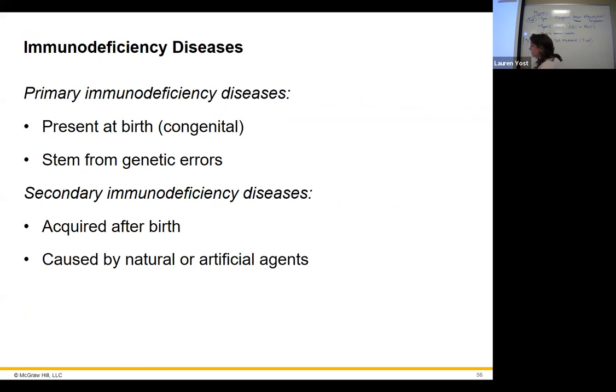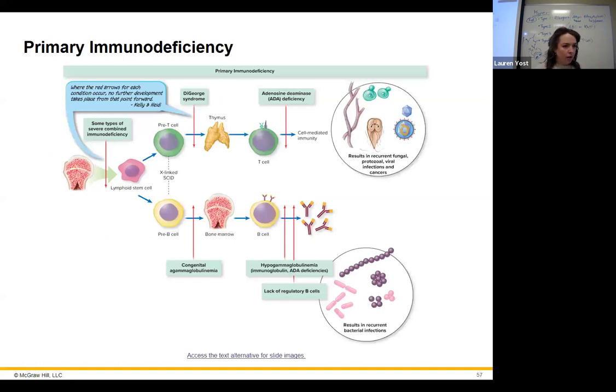Okay, for the immunodeficiency diseases, really quick, primary is going to be stuff present at birth, so some sort of genetic error. Secondary is going to be acquired after birth, so usually an infection or some other exposure to something. With the primary, there's a lot of different ones. I'm not going to make you guys know any of these, but I will mention just briefly the X-linked SCID. This is the boy in the bubble disease. So they don't have really any immune system. Their pre-B and T cells can't develop any further from pre. So they don't have an immune system basically at all.